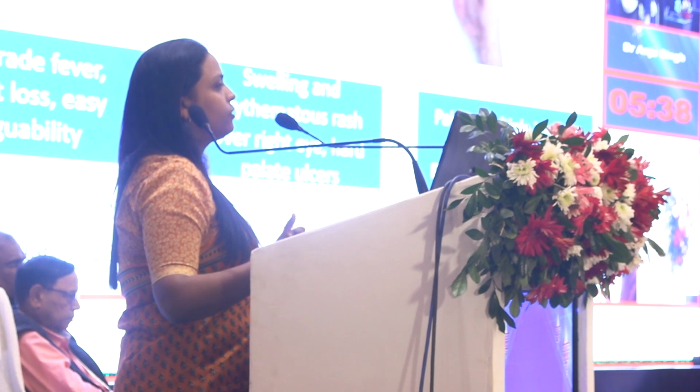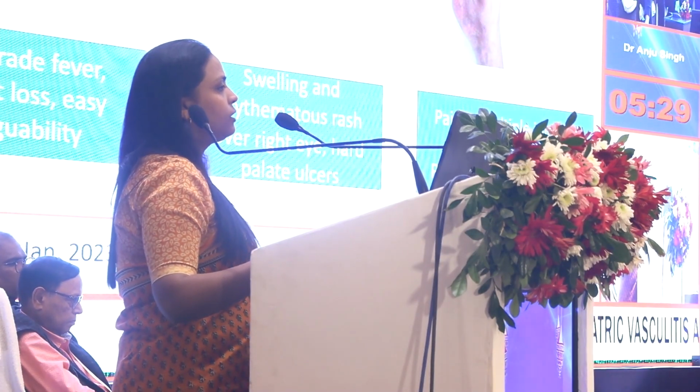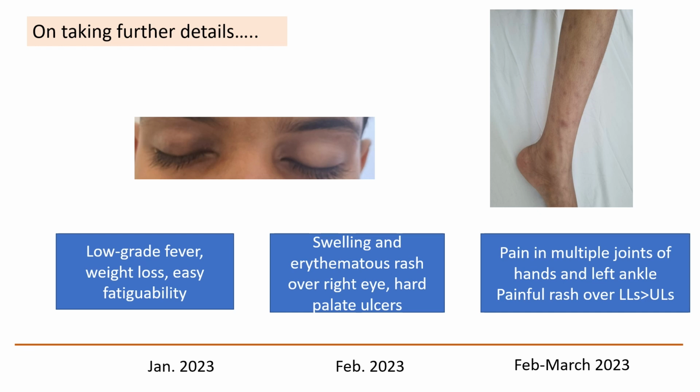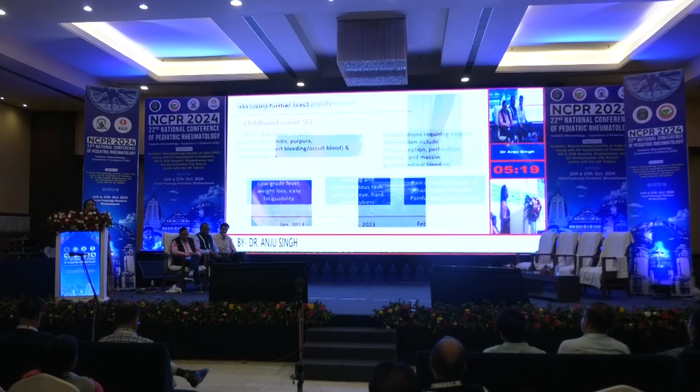On taking details, we found that he had constitutional symptoms of low-grade fever, weight loss, easy fatigability. He had vasculitic rashes over the eye, hard palate ulcers. Then later on he developed arthritis and vasculitic rashes over the lower limb. So this child had childhood onset SLE. So we have to know the various types of clinical presentations other rheumatological conditions can have.